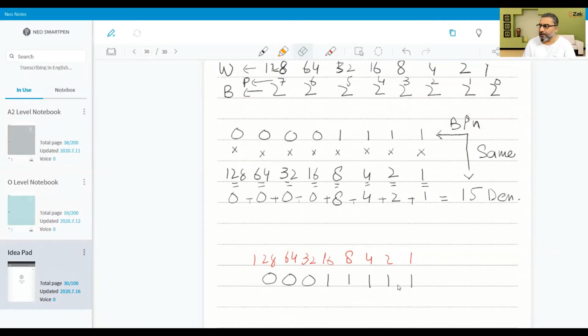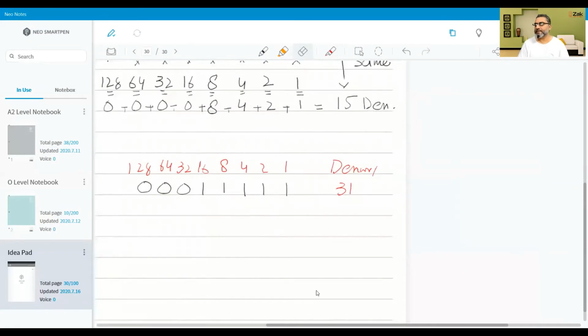So all we have to understand is that whatever the worth that we have above the ones, we will be adding those worths and we will leave the rest. So we will be adding 16 plus 8 plus 4 plus 2 plus 1. All right, so this will become denary number 31. 16 plus 8 is 24, plus 4 is 28, plus 2 is 30, plus 1 is 31.